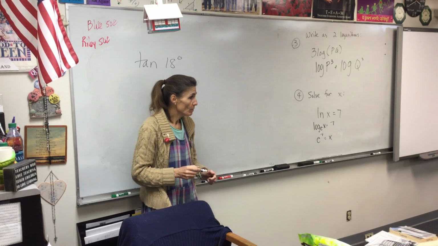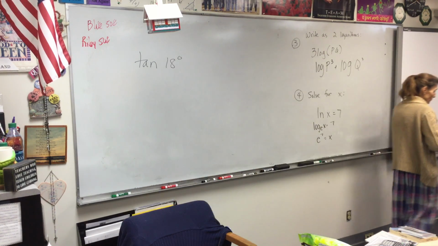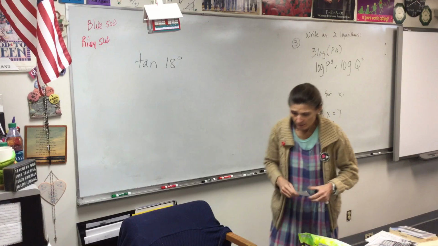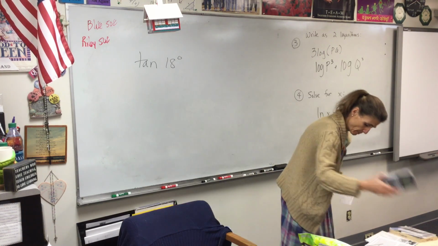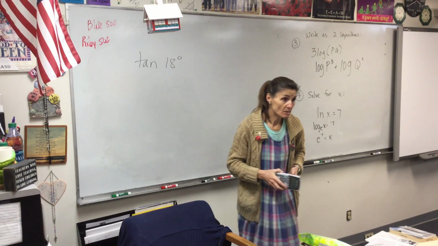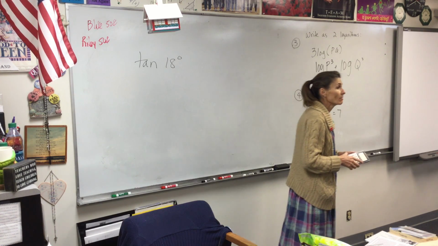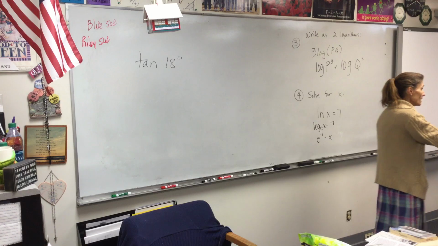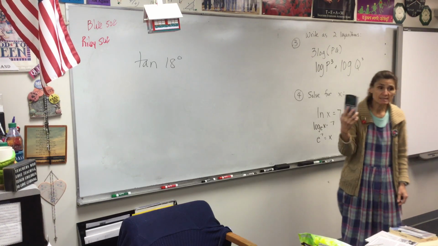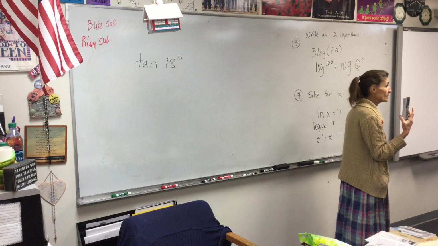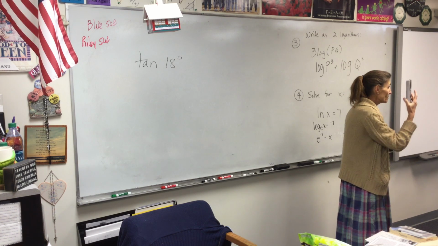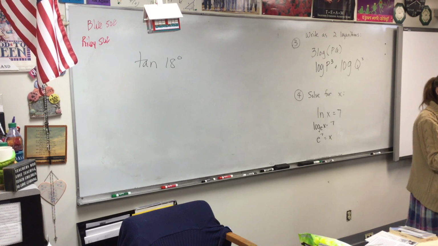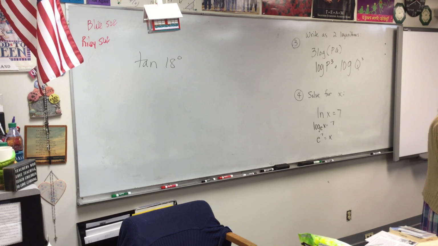Well, what did you get here? That is not hard. You know how to do that, right? You press tangent 18. But here's what I need you to be careful of. I want you to go to mode first. Mode. Top row. And make sure, if you're putting in 18 degrees, that degrees is highlighted. Do you see what I mean? The calculator could be set in radians. And if it's set in radians, and you type tan 18, you are going to get the wrong answer.